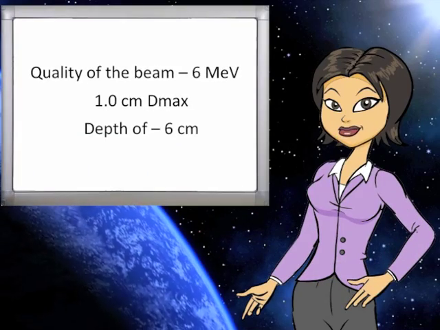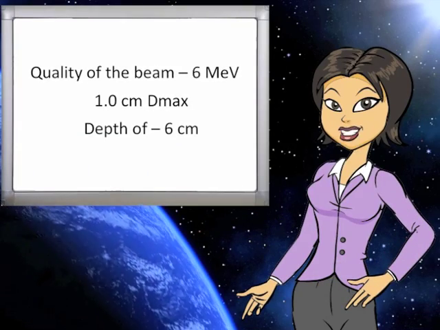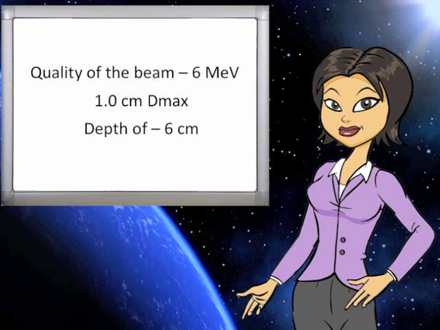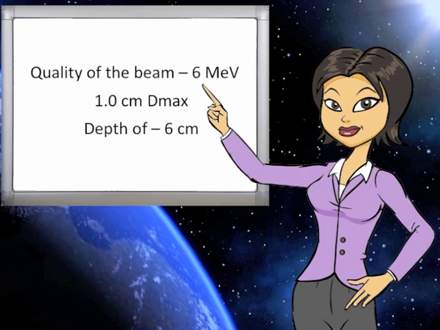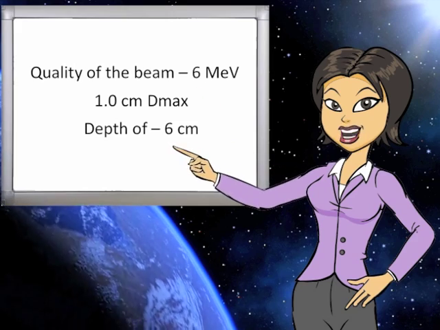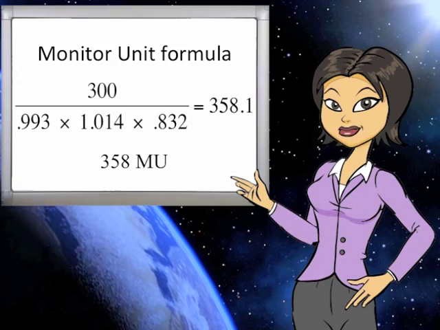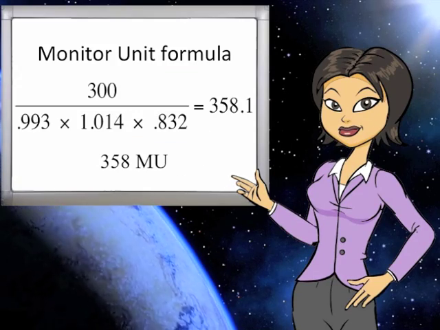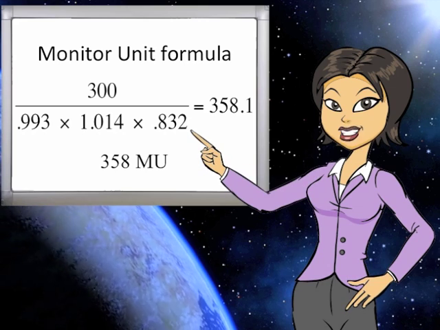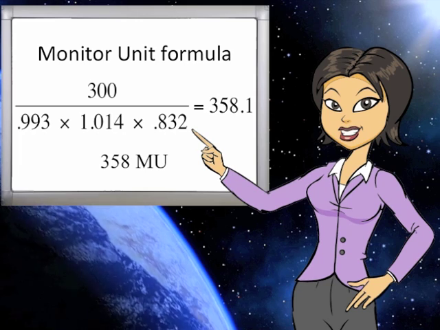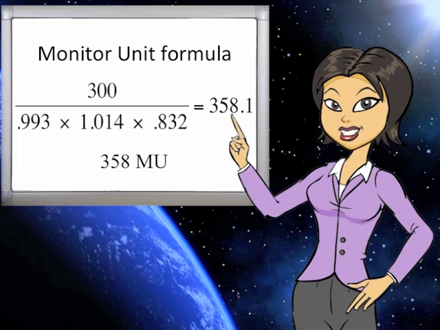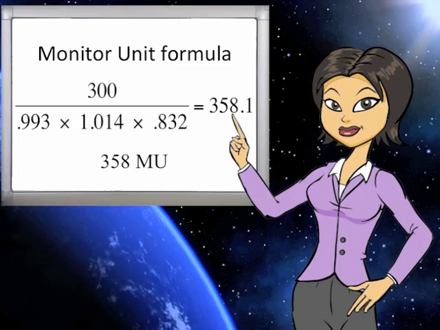Now, let's recap our previous example before we apply the Mayneord F factor. We had a 6 megavolt beam that we were using to treat to a depth of 6 centimeters. Our monitor unit formula looked like this. You can see the PDD of 0.832 in our equation, which led to 358.1 monitor units.